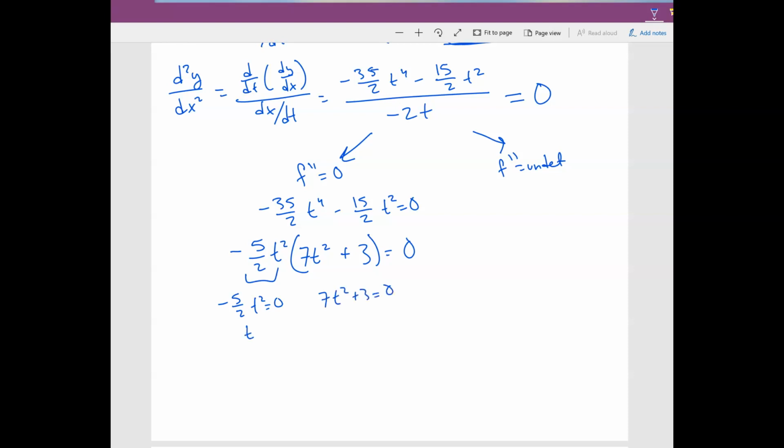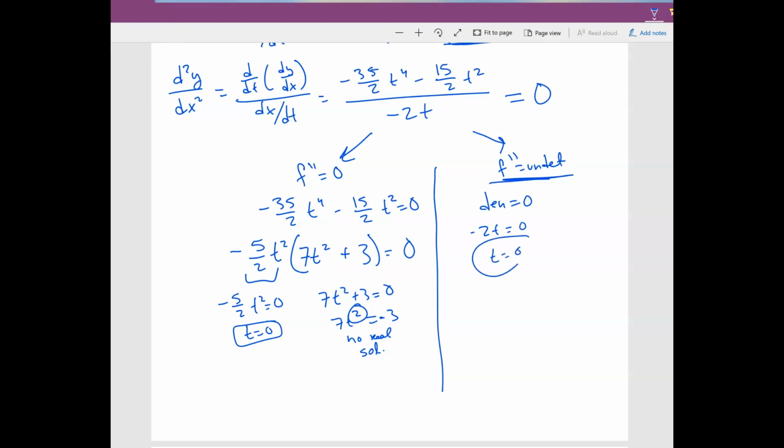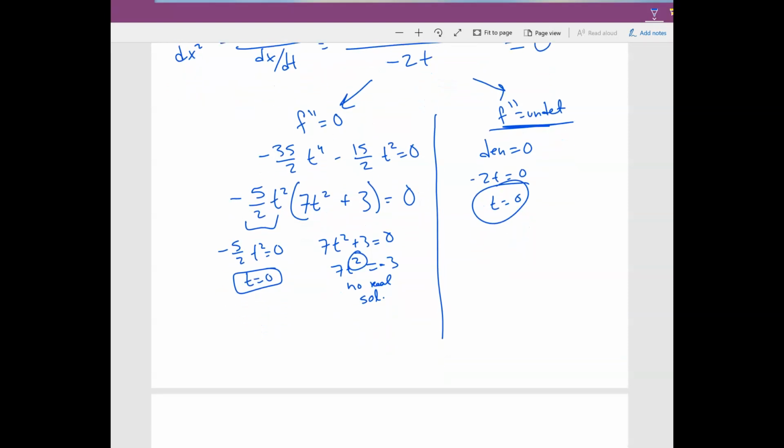This one's going to give me t equals 0. I get 7t squared is equal to negative 3. This is going to give me an undefined solution because it's a square. When we take the square root, we're going to get undefined, so there's no real solution here, only imaginary. So we only got t equals 0. Here, it's undefined when the denominator is equal to 0. So we get negative 2t equals 0, so t equals 0. So basically, you can see that t equals 0 is where we're having a little bit of an issue.